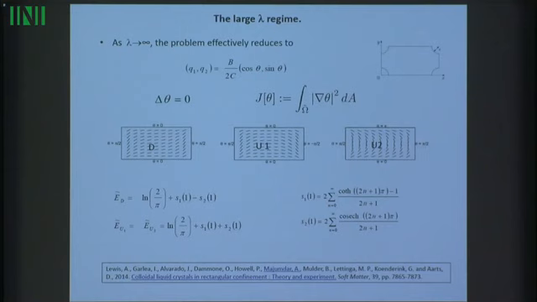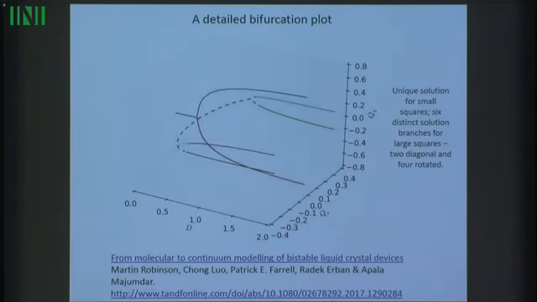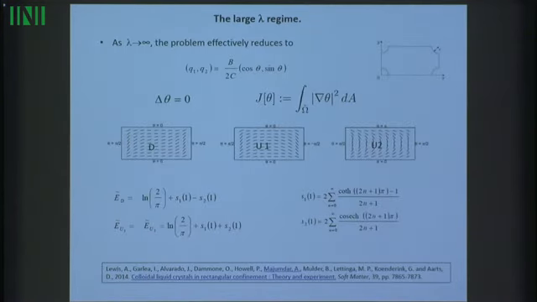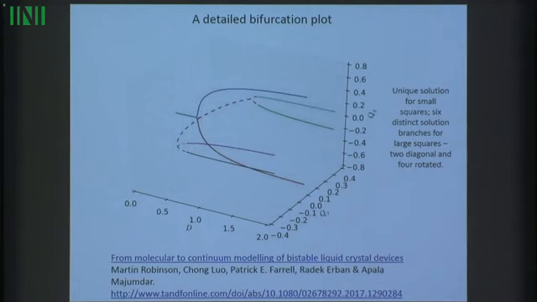This was done with my first graduate student in Oxford, but I think the punchline is that you recover the diagonal and the rotated solutions in the large lambda limit, which is what you'd expect. So here I have a bifurcation plot. This is joint work with Robinson, Chong Liu, Patrick Farrell, Radek Urban. This has now been published, but it's really a bifurcation diagram trying to track the solution branches of this 2D problem as a function of the square size.